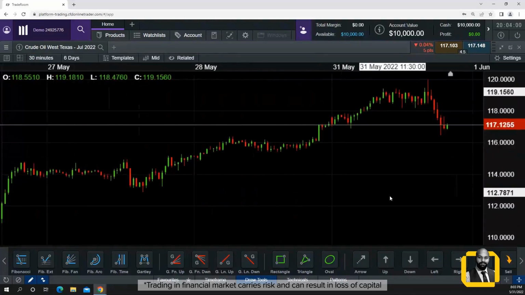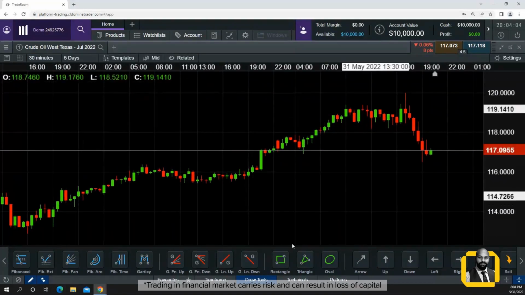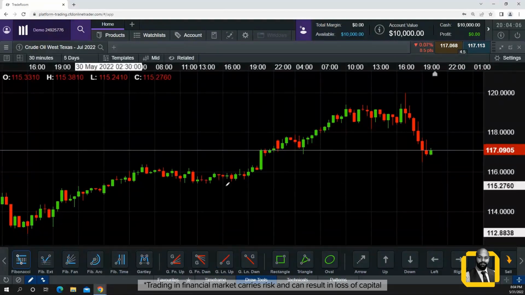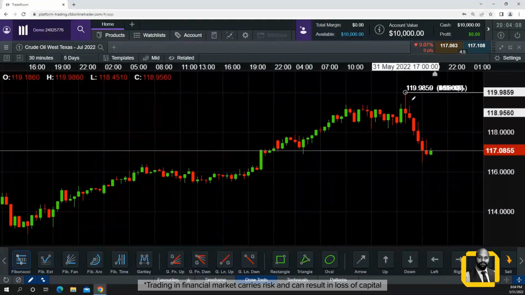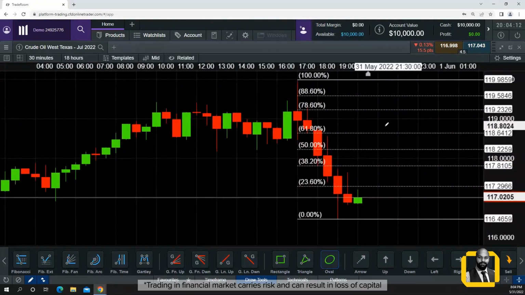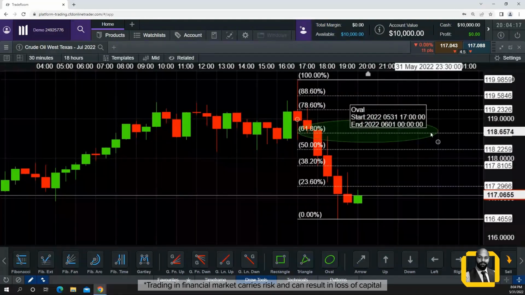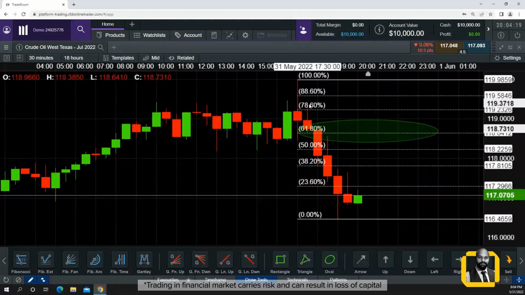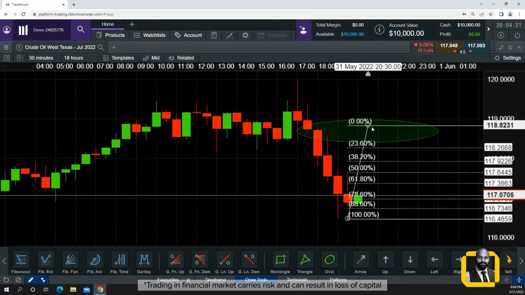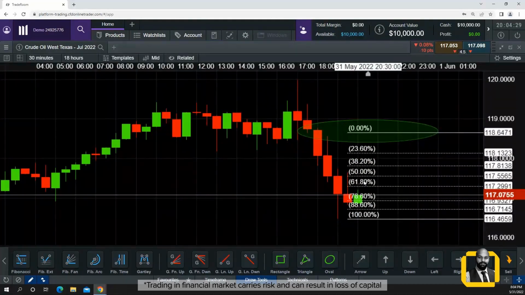Okay. So crude rallied. Now crude has come down. Now for you to short the market, you will measure top to bottom. And when the price comes back to 61.8 over here, this is where you take a short position. You keep a stop loss at 78.6, and you will keep a take profit at 61.8. So you do the exact opposite of what you would do on a buy market.